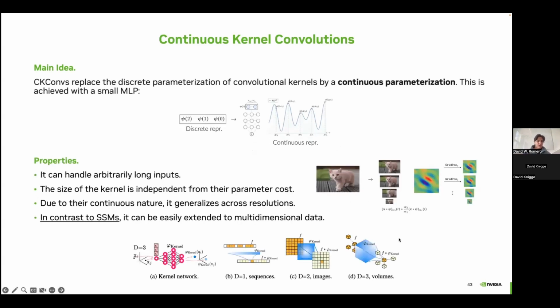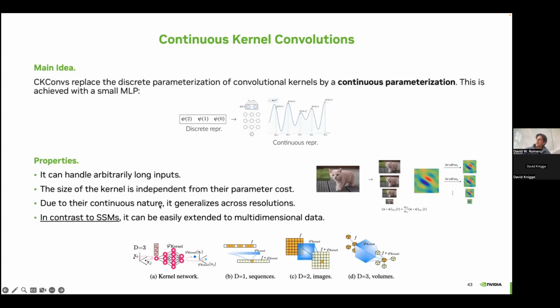And it has interesting properties because it allows you to handle arbitrarily long inputs. Because if you have a longer input, you can simply sample more positions and then put them through the kernel, and you're going to have the exact same kernel, but at a larger scale. And it doesn't cost anything to do this, right? It doesn't cost additional parameters because the parameters of the kernel itself are given by the parameters of the network that are parameterizing the kernel.